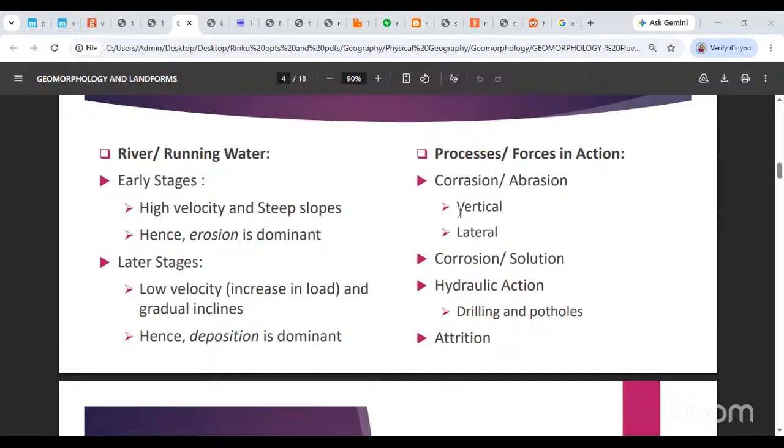Okay. So in the earlier stages, when the river is running, clearly the velocity of the river is very high because it is coming down a steep slope. And because of that, the process of erosion is more dominant. In the later stages, obviously the river is carrying a lot of load with itself. And also it has hit the plains now. So because it has hit the plains, the slope isn't very steep. The slope is pretty flat now. And that is why the process of deposition will be more dominant.